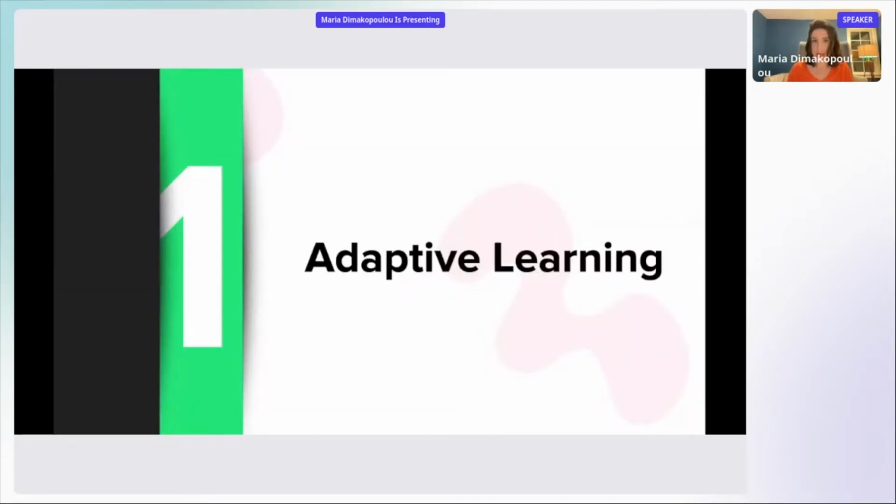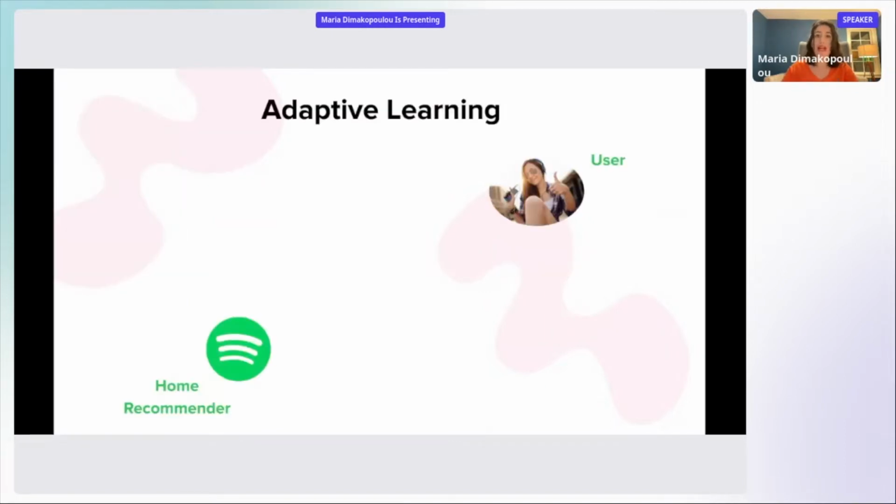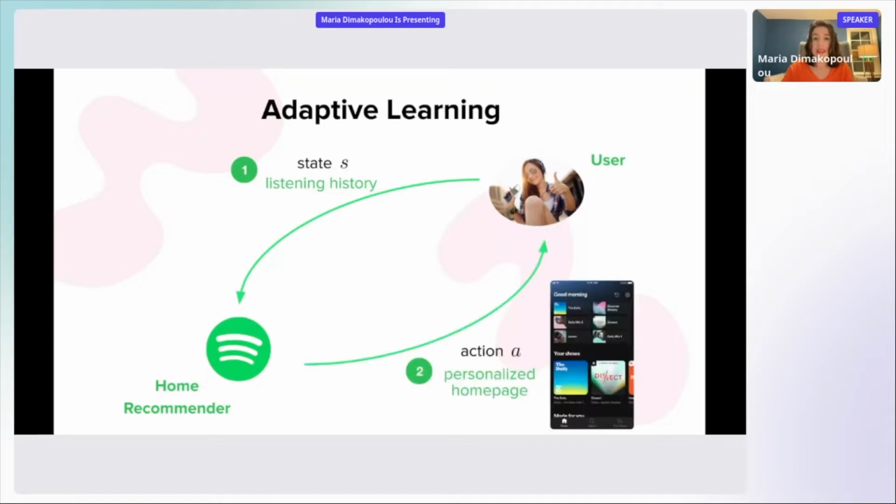First, what is adaptive learning? In adaptive learning, we will have an agent, such as Spotify's recommender, and also a user. And this agent is going to interact repeatedly with the world, like the user, and learn from these interactions. The agent is going to observe a state S, such as the user's listening history. Then it's going to take an action A, such as a personalized homepage in our example. And finally, the agent will observe a reward R, which depends on both the state of the user and the action the agent took. And this reward can represent how much the user engages with the recommendation of the Spotify home recommender.